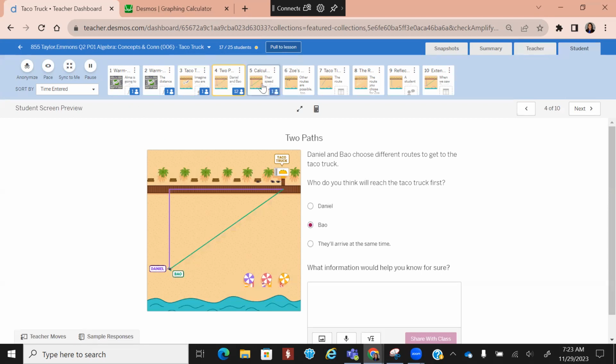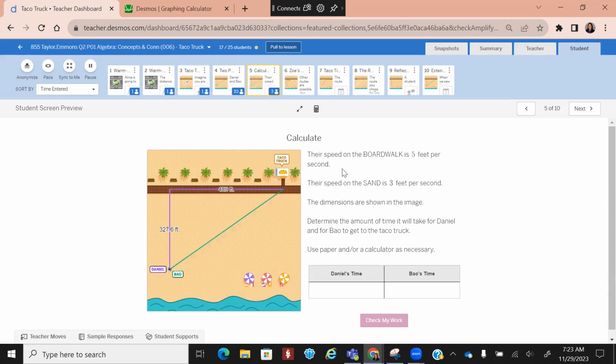All right, on slide 5, their speed on the boardwalk is 5 feet per second. Their speed on the sand is 3 feet per second. Here's the dimensions shown. Determine the amount of time it's going to take for each person to get to the taco truck. Okay, so take a second, see if you can figure that one out.